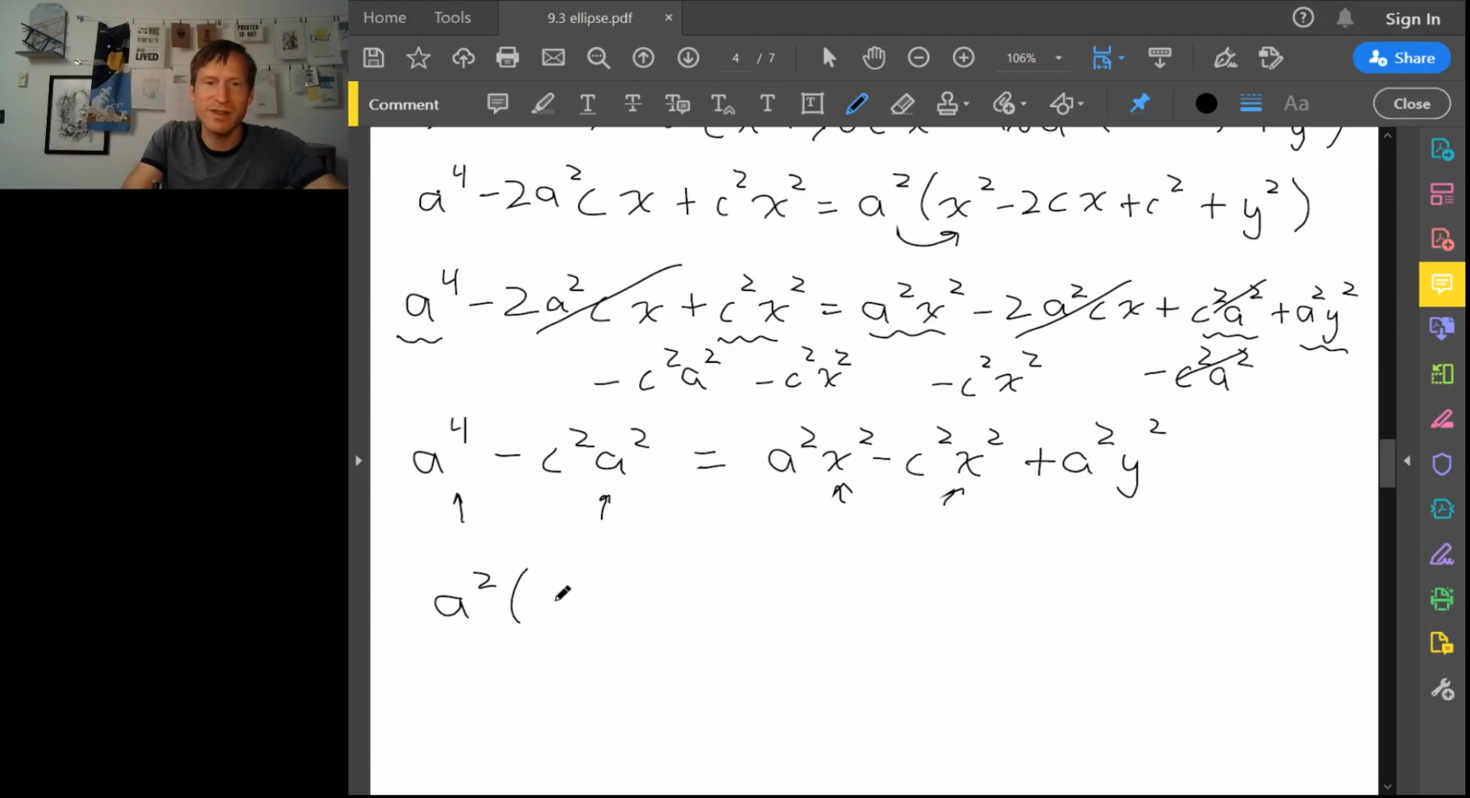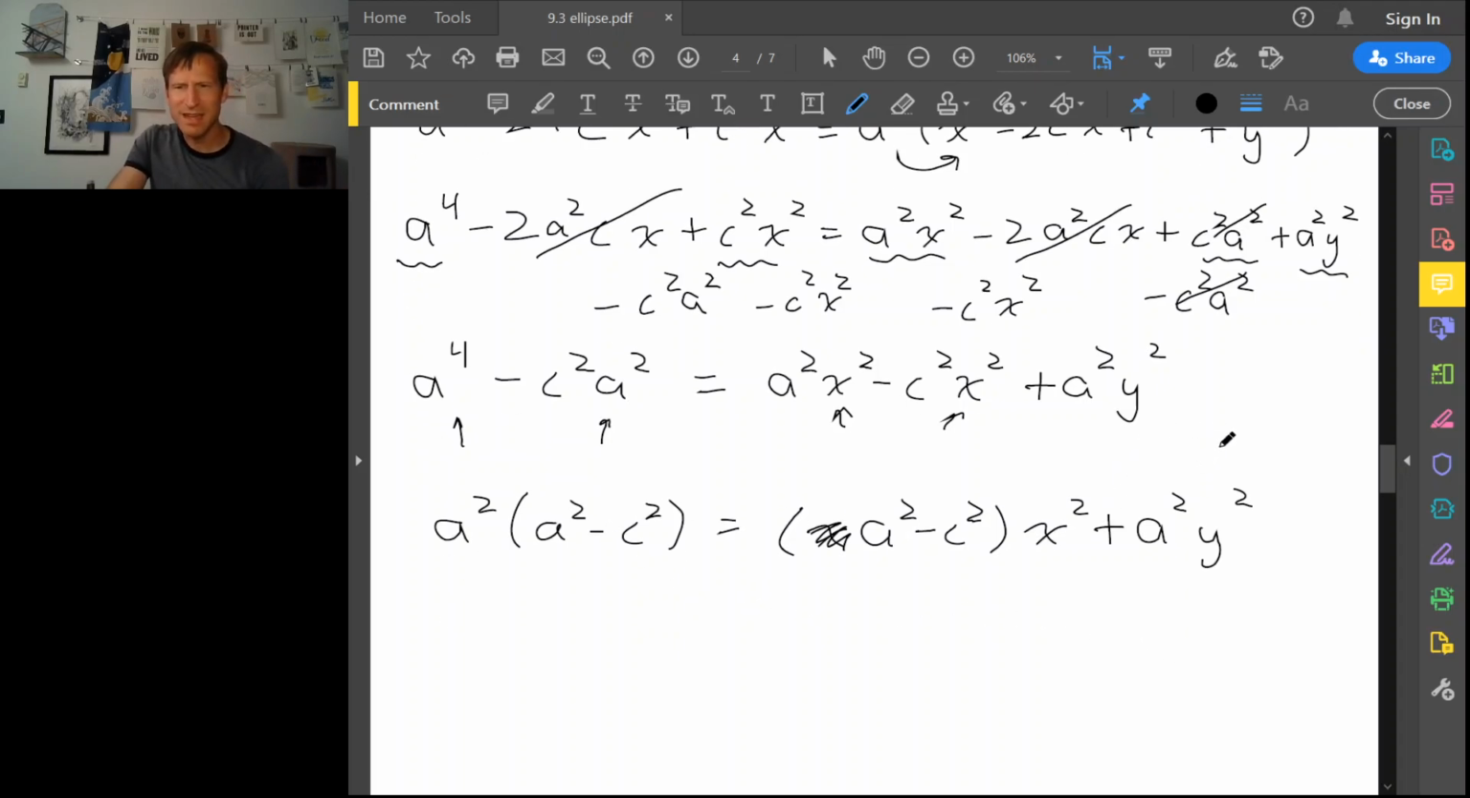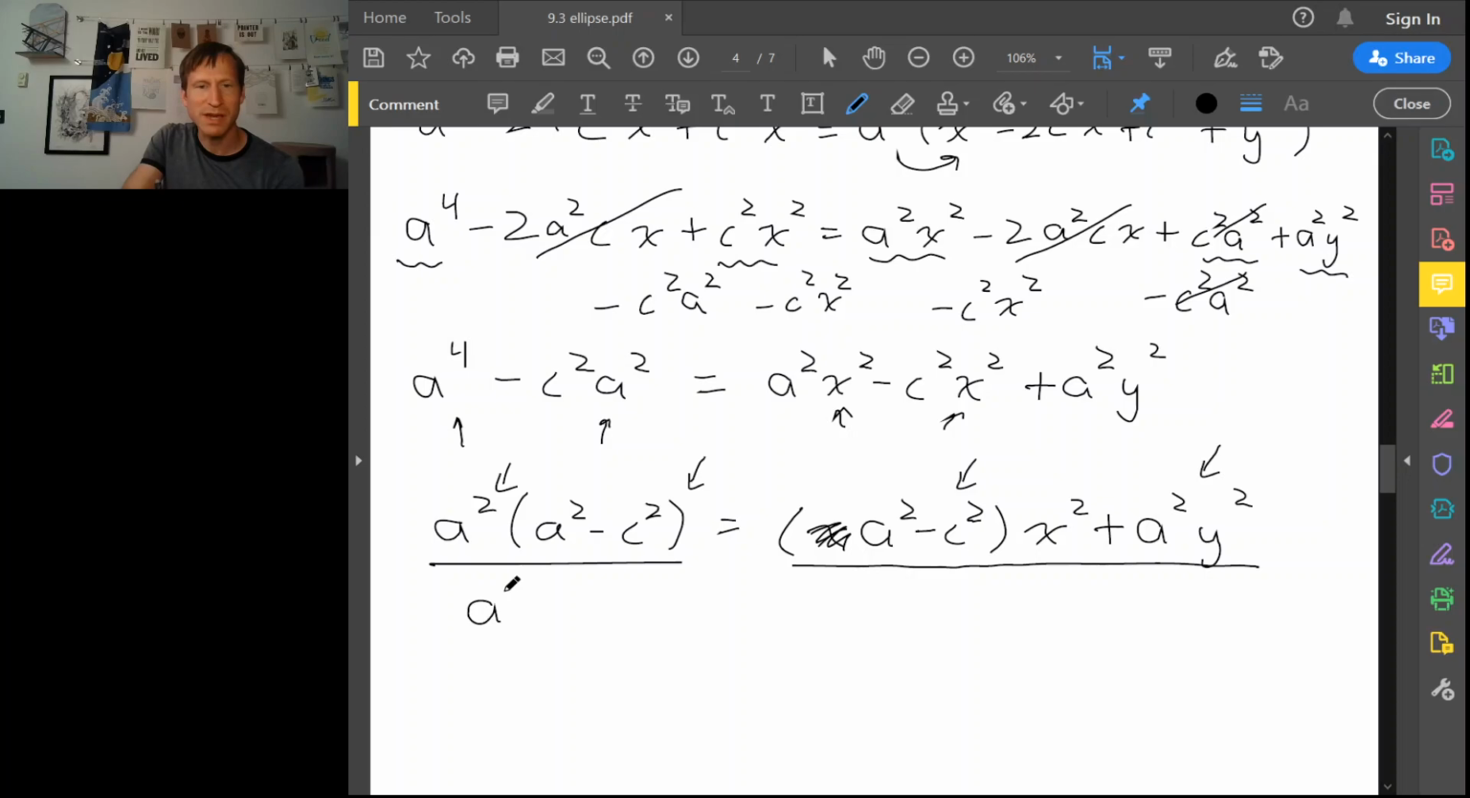So we get a squared times (a squared minus c squared) equals, and then on the right-hand side we're going to factor out that x squared. We get (a squared minus c squared) times x squared plus a squared y squared. Well, look, this a squared shows up on both sides, and this a squared minus c squared shows up on both sides. So it'll simplify things if we divide both sides of this equation by a squared times (a squared minus c squared).